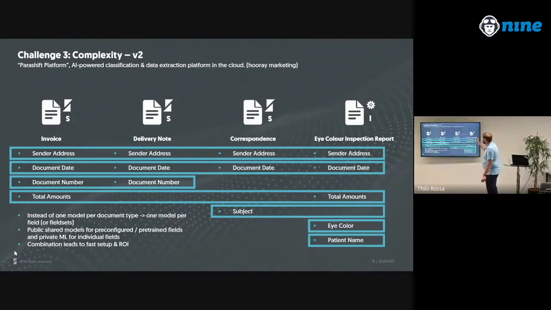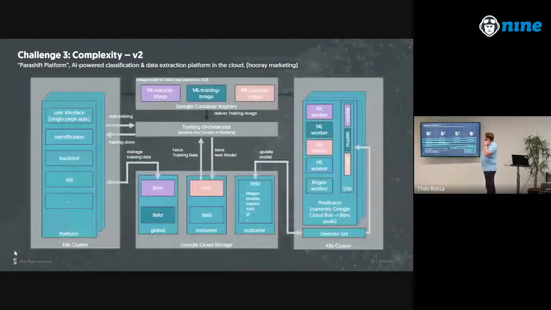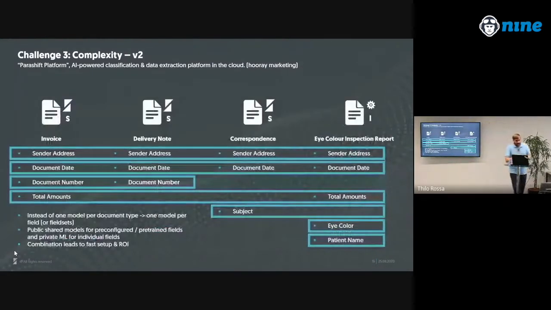Where was I? Yeah, so we have this full validation option where we extract all the data and we learn the sender, document date, document number, total amounts, we learn this kind of stuff, also the subject, but the customer can learn the eye color and the patient name himself, because it's not interesting for us to make a global standard for this. Good. I'm nearly at the end. Sorry, I talk too much.